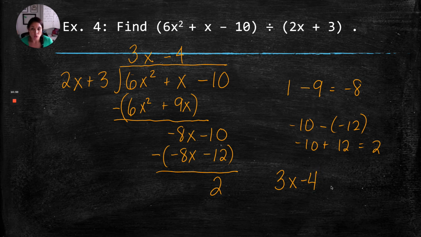You are going to write your remainder as this. You're going to add it to your answer by putting it as the numerator over the divisor 2x plus 3. So anytime you have a remainder when you are dividing polynomials, it will be the numerator above the divisor, which will serve as your denominator. This is the final answer.